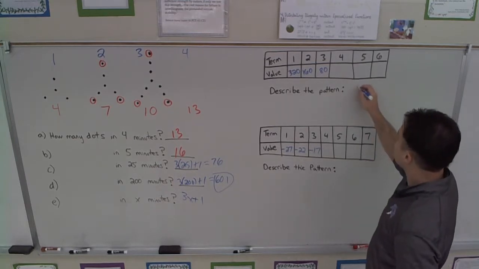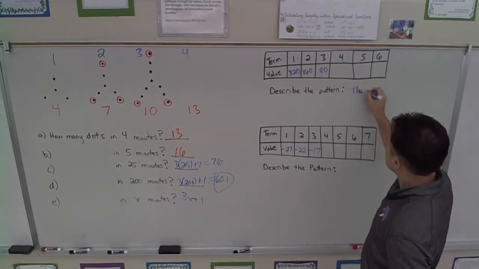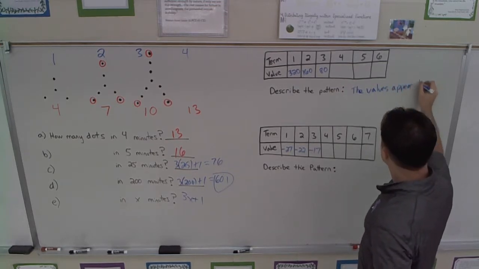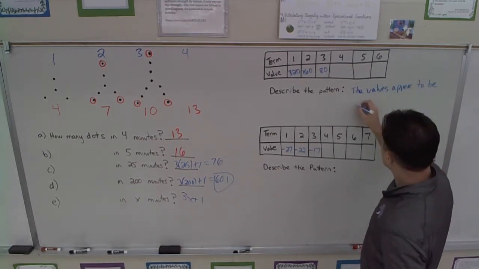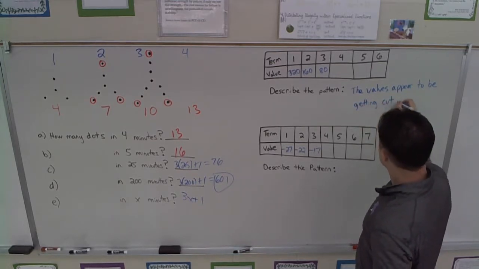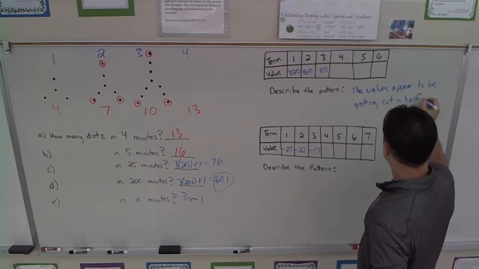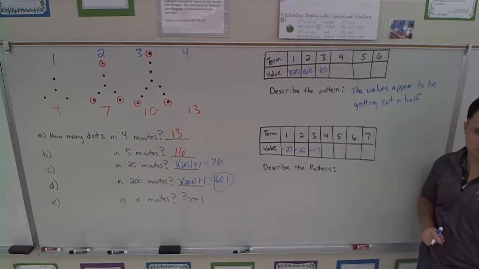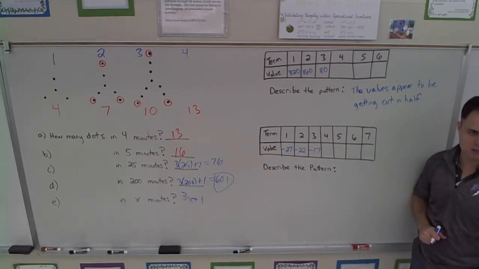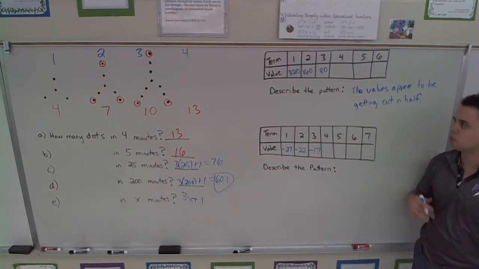So describe the pattern. I'm going to say the values appear to be getting cut in half. Or you could say the values are being multiplied by 1/2. Or you could say the values are being divided by 2. All of those things mean the same thing, right? So right now we're just focusing on describing it. We'll come up with equations for these later, okay?